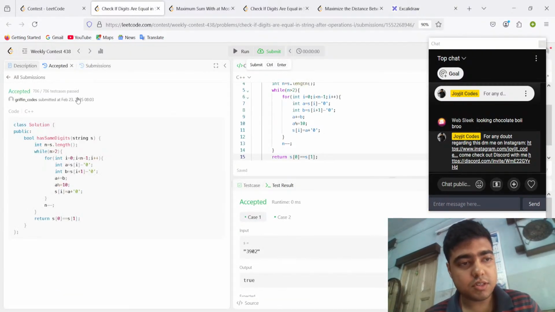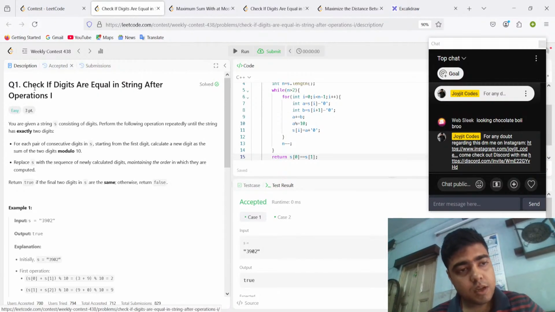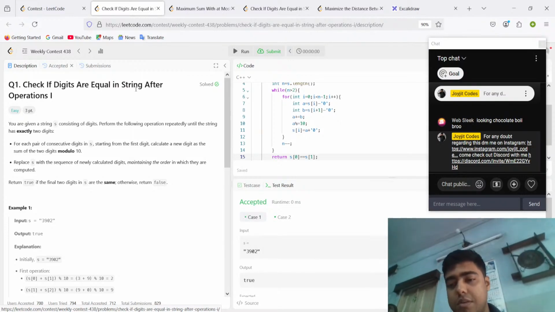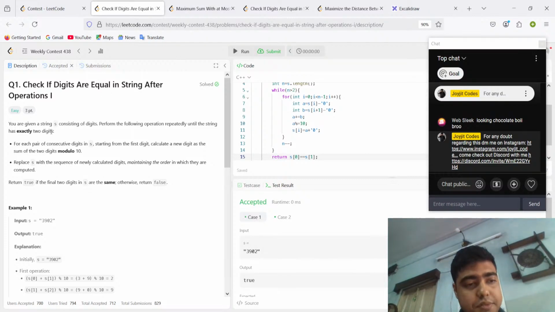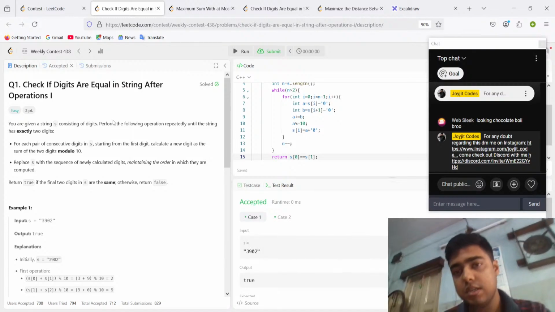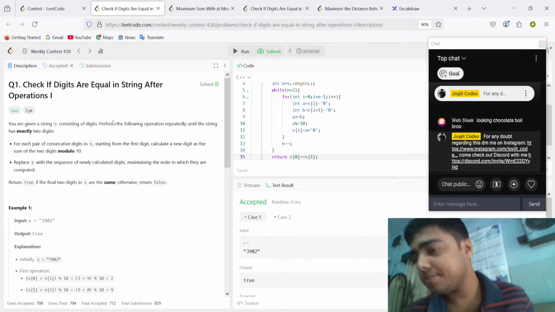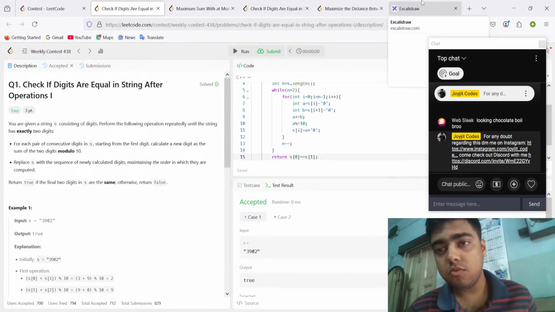Let's check the first question, okay? The first question is check if digits are equal in string after operation 1. This is the first part of the problem, okay? The second part is the third problem. You're given a string S consisting of digits, performing the following operation repeatedly until the string has exactly 2 digits. So what is the operation? I'll explain what the operation is. Let's move on to Excalibur.